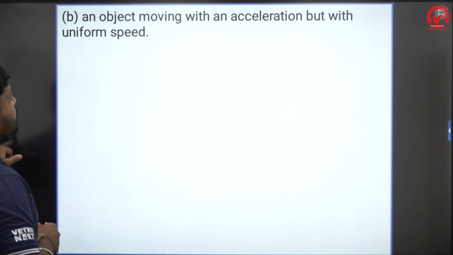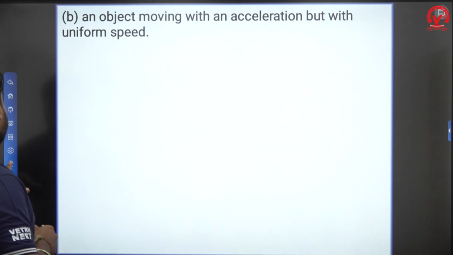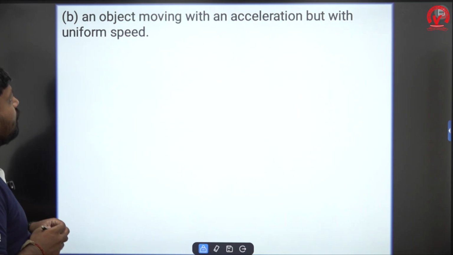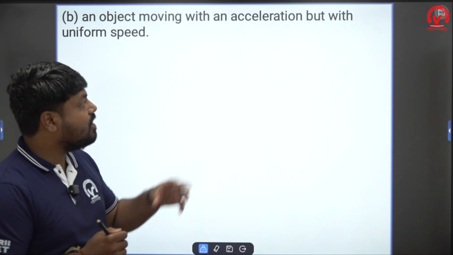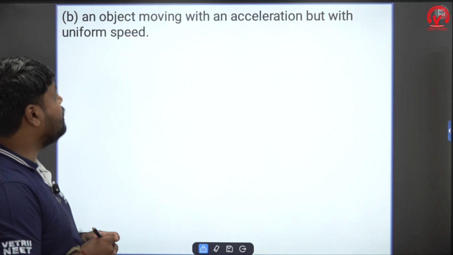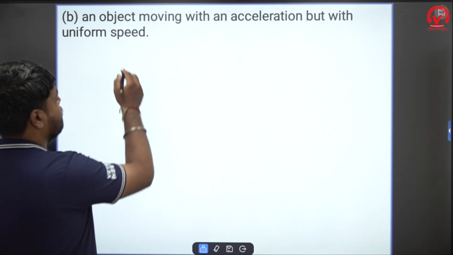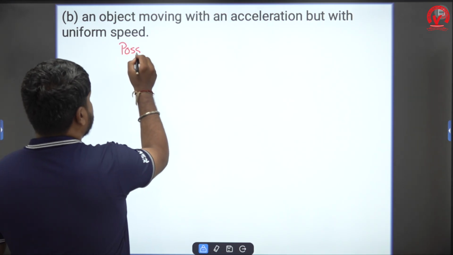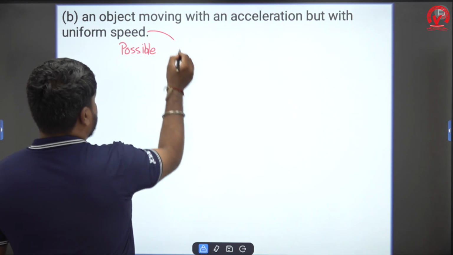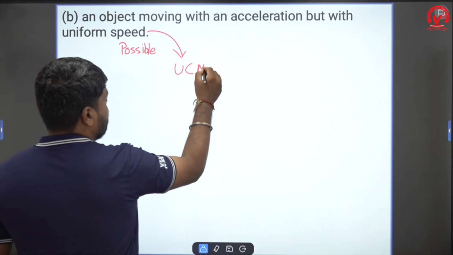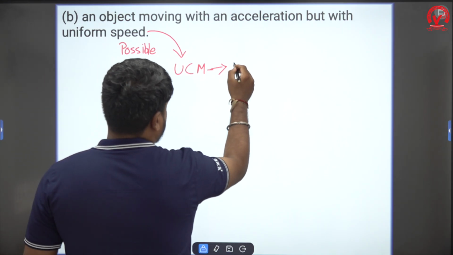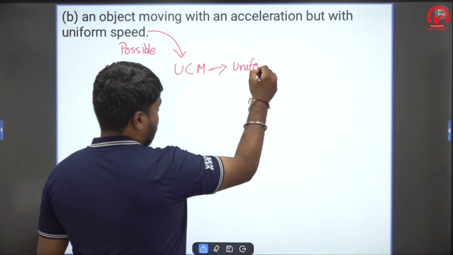Next: an object moving with uniform acceleration but with uniform speed. Whether it is possible? Yes. Where is it possible? It is possible in uniform circular motion. I have told you about uniform circular motion, right?